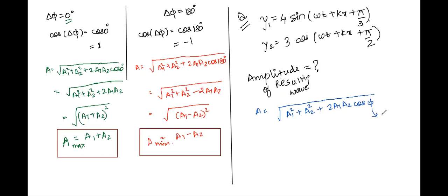It is the phase difference. Phase difference, right? Okay. Now tell me one thing. What is the value of A1 here in the question? Amplitude is 4. Very good. What is the amplitude of the second wave? It's 3. Very good. What about the phase difference?